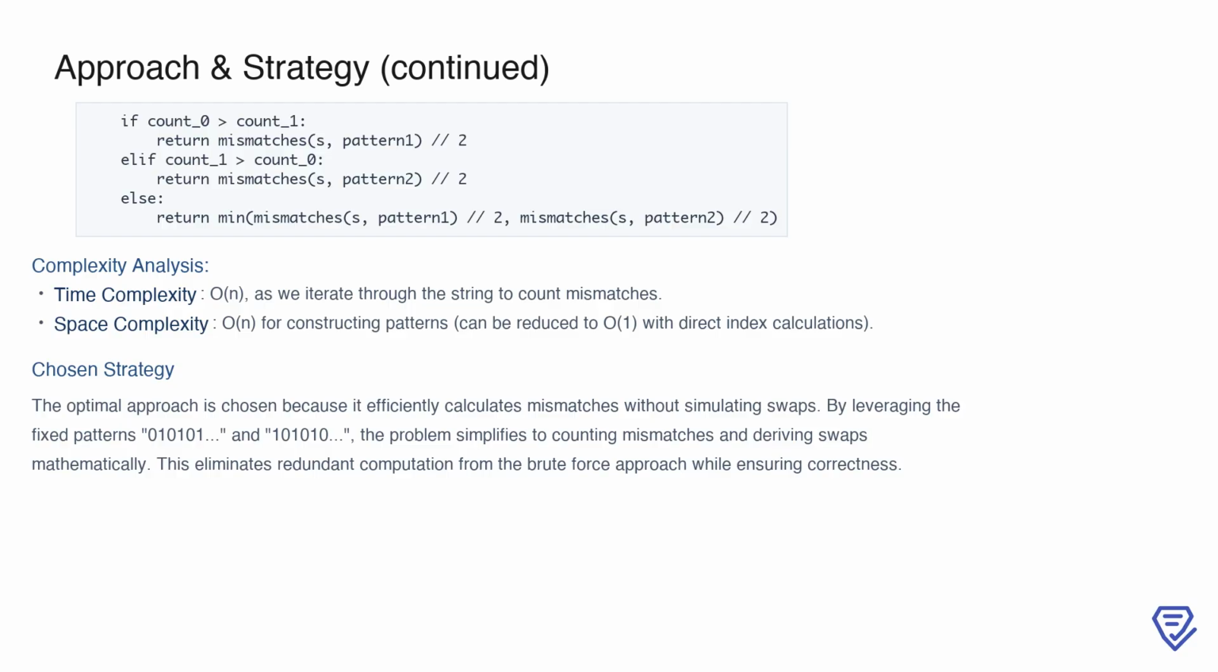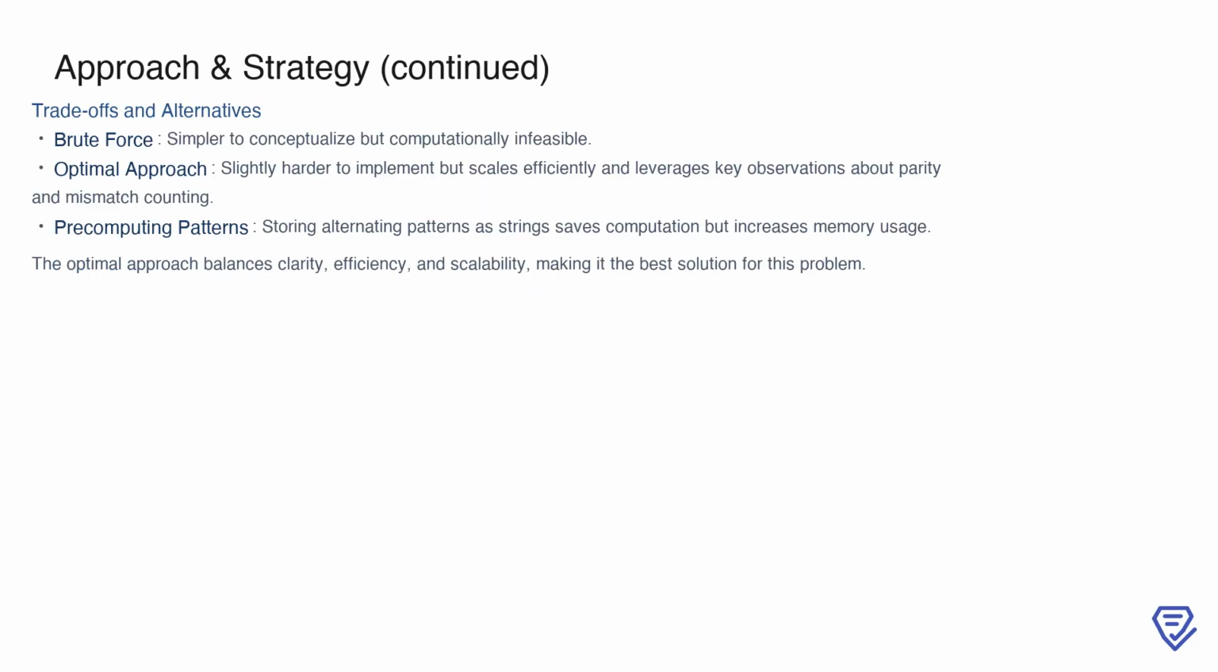This implementation is efficient, with a time complexity of O(n), because we only need to iterate through the string to count mismatches, and a space complexity of O(n), due to the construction of the target patterns. However, the space usage can be reduced to O(1) by calculating mismatches directly based on indices without explicitly storing the patterns. When comparing the different approaches, we see clear trade-offs.